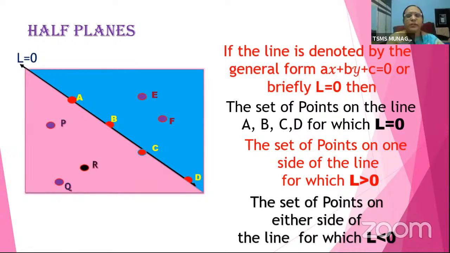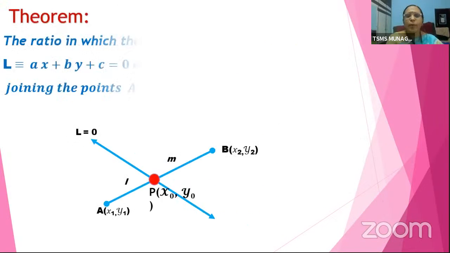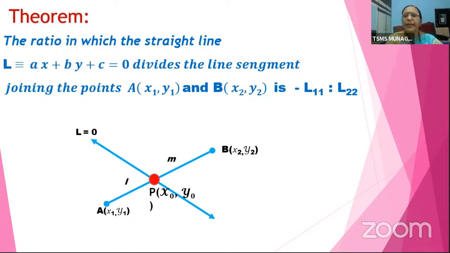In the previous video, we saw the elaborate explanation of this and how we get greater than 0 and less than 0. And also, we have seen that if there are 2 points on either side of the line, then how to find the ratio in which the line divides the joining of the points A(x1, y1) and B(x2, y2). The ratio is given by minus L11 is to L22.